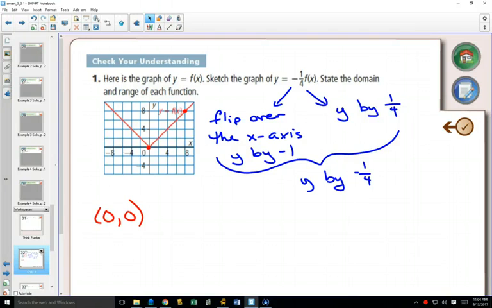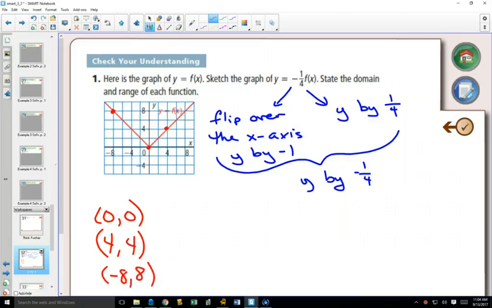So when choosing some points, I'll start with this one here. I'm going to see what happens to 4, 4. And just so that I have something on this side, I could do this symmetrical one, but just for fun, I'm going to pick negative 8, 8. So you can choose any couple of points on your original line.